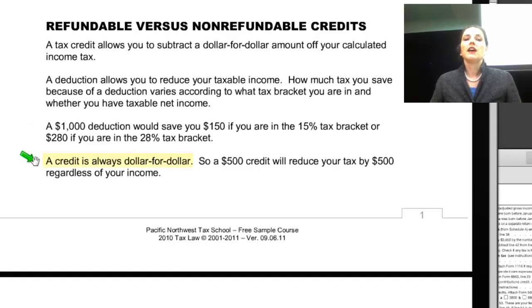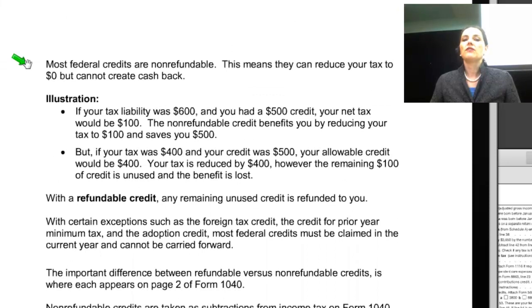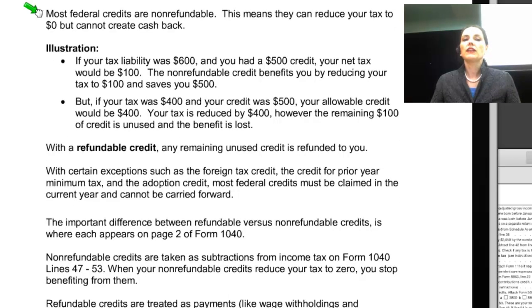By comparison, a credit is always dollar for dollar. So regardless of what your tax is, a $500 credit is going to reduce your tax by $500. It doesn't matter whether you made $1 million or just $2. Credits can work for you on a dollar-for-dollar basis. But most federal credits are non-refundable, and this means they can reduce your tax to zero, but do not generally create cash back. So tax credits can be limited by your income.